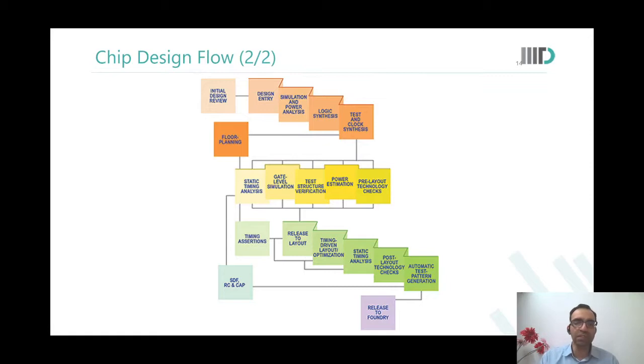It also has some system level tests, but gate level simulation is more about functional testing. That all the required functionality is built in there. So once you have that, finally you do the ATPG, automatic test pattern generation, and you release the stuff to the foundry. That okay, all my tests, all my timings, everything is closed. My power is within the budget. Everything is fine. Please fabricate it.